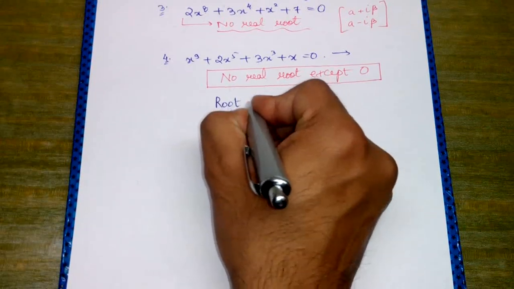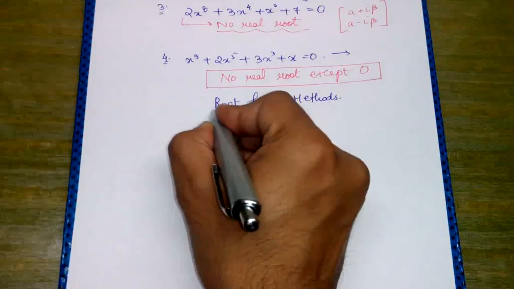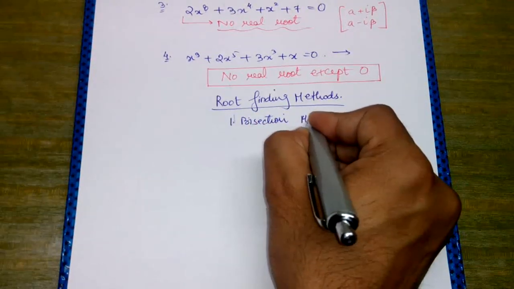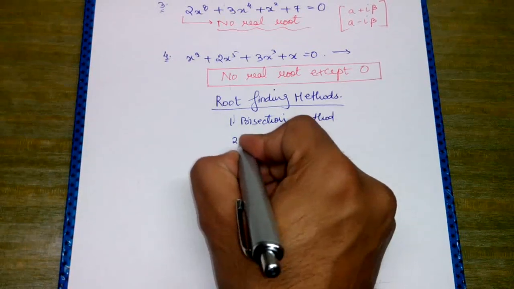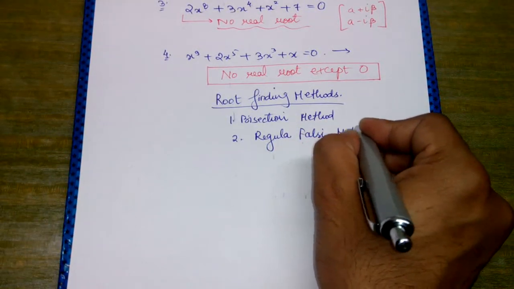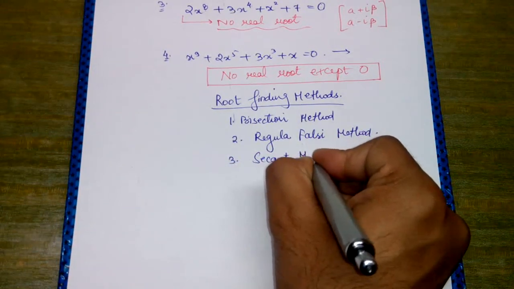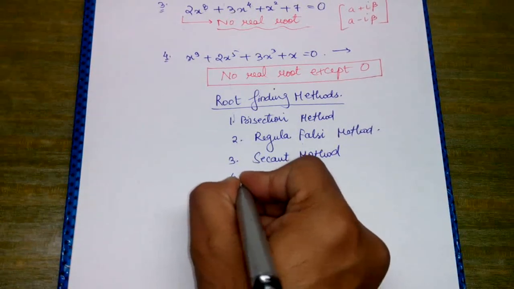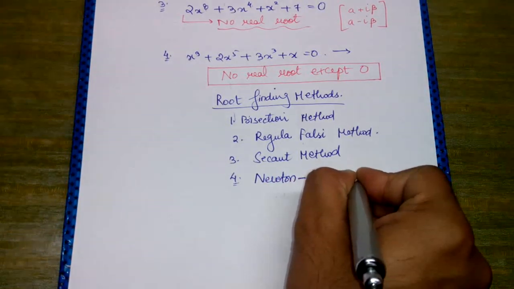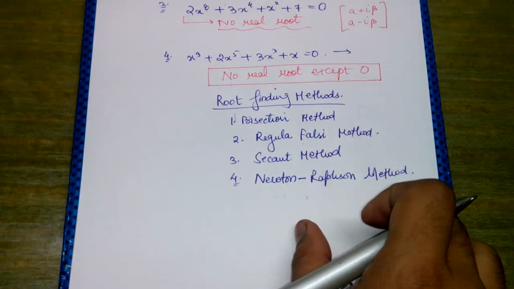So, root finding methods. Okay, so the first method is called the bisection method. The second one is called the Regula Falsi method, or the method of false position. Third one is the secant method. And the fourth one is called the Newton-Raphson method. So these four methods I will be discussing now.